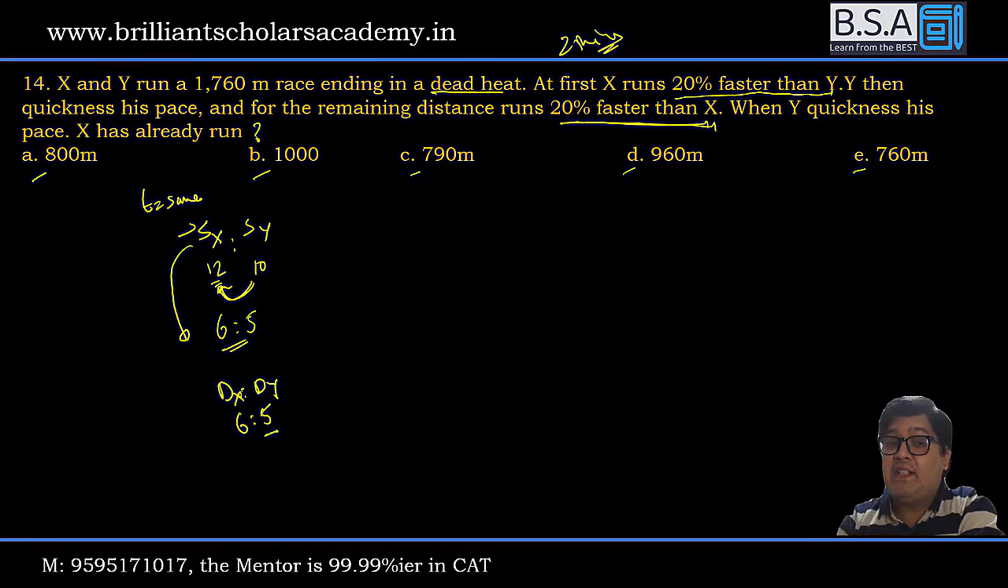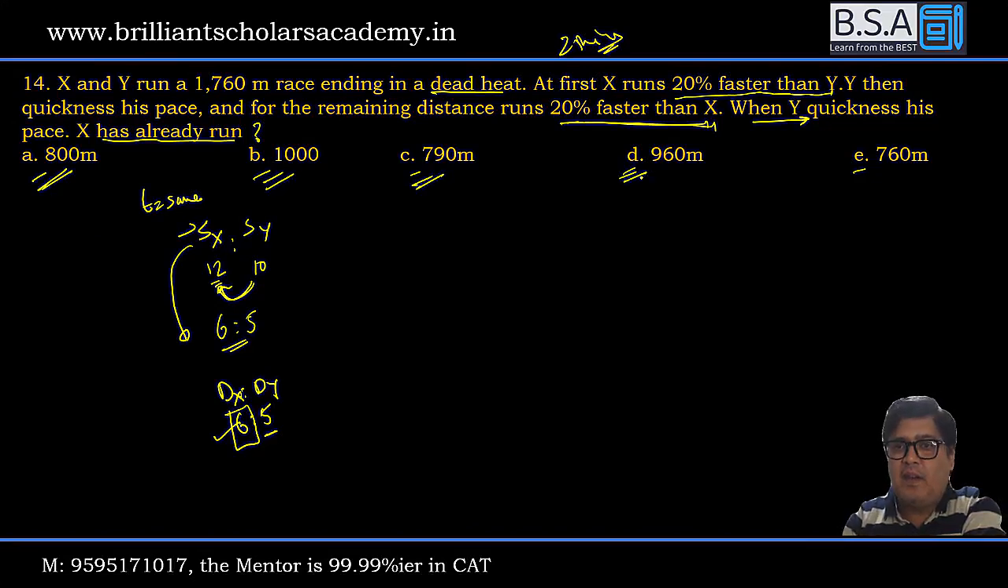When y decides I am going to increase my speed, x has already traveled a distance which is a multiple of 6. I will solve this question thoroughly once I verify this for you. Observe. When y quickens his pace, how much has x already run? X has covered a distance which is a multiple of 6. Out of these, this is the only multiple of 6. Only. So listen to this.